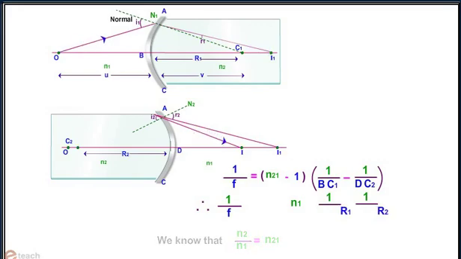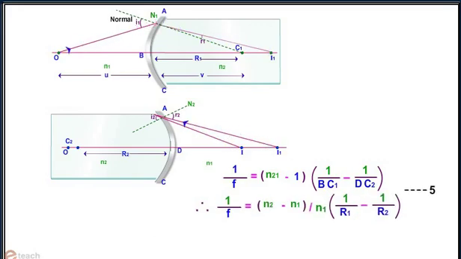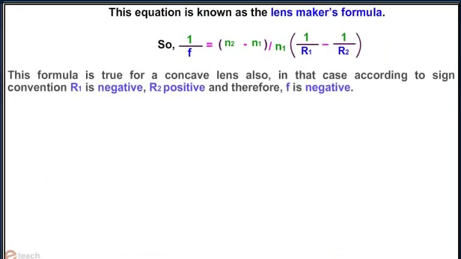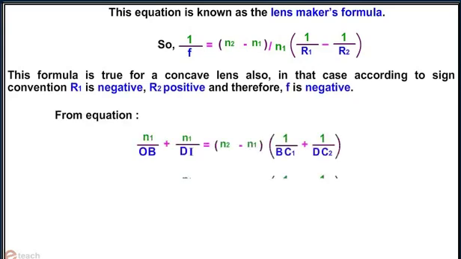This formula is true for a concave lens also. In that case, according to sign convention, R1 is negative, R2 is positive, and therefore F is negative.